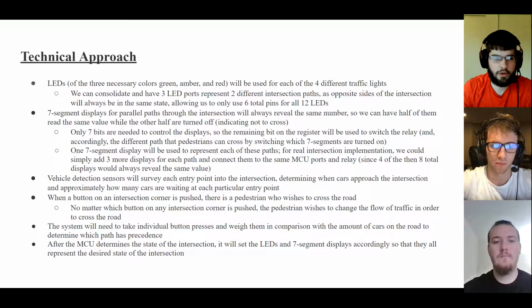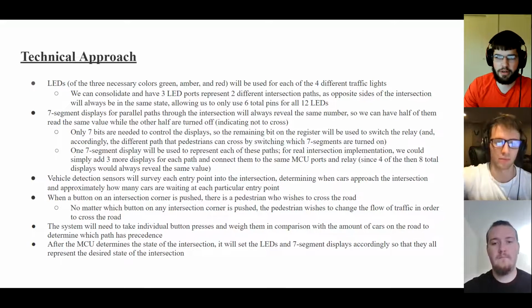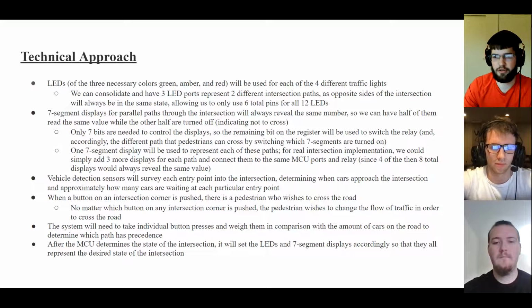For our project, we will be using LEDs, 3 different colors, green, amber, and red, which will be used at each of the 4 different traffic lights. We can consolidate these and have 3 LED ports representing 2 different intersection paths, as opposite sides will always be in the same state, allowing us to use only 6 total pins for all of the LEDs.